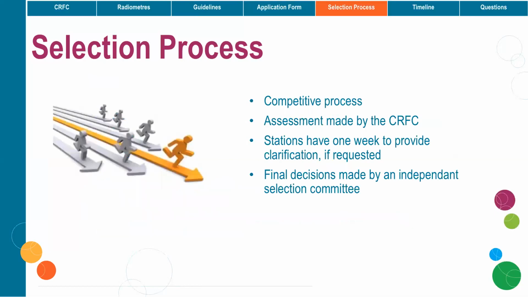The selection of applications is made through a competitive process. Only the best applications are funded. Once your application has been sent, the CRFC team here will make a thorough assessment of your application. We rely on the quality of the information presented in the application, and an evaluation grid is used to assess your application. We can also request further information on your application. If that happens, you will have a week to provide any additional information that we request. And at the end of this step, a list of ranked applications is prepared.